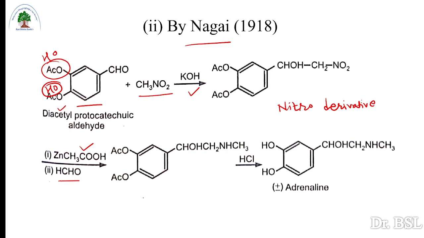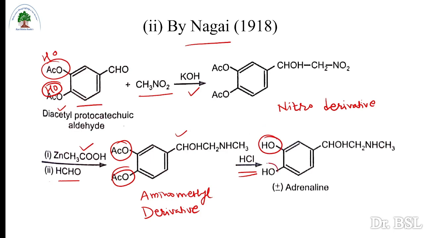We get an aminomethyl derivative, and this aminomethyl derivative upon reaction with hydrochloric acid deprotects these acetyl groups, deprotects these OH groups from acetyl, and we get these two hydroxy groups on the benzene ring, and finally adrenaline as a product is obtained.